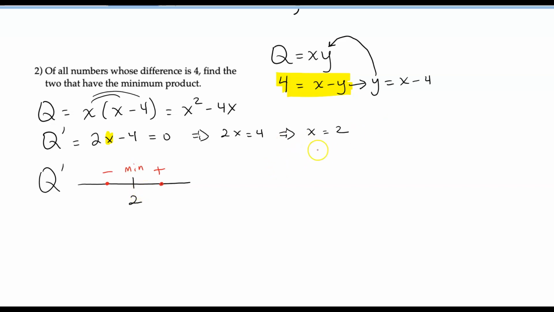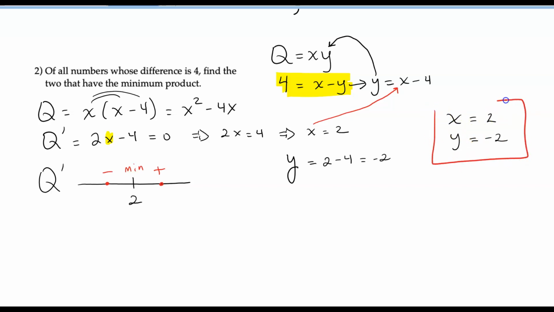So now that we know what x equals, we can go back and substitute it into the original equation. And we end up with something that looks like this. y equals 2 minus 4, which is negative 2. So our values then, x equals 2 and y equals negative 2, will produce a difference of 4, but also have the minimal product. In this case, a minimal product of negative 4 when you multiply x times y.